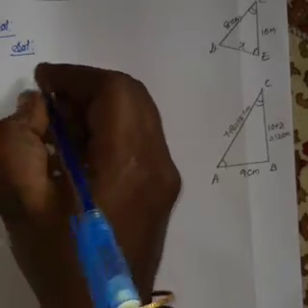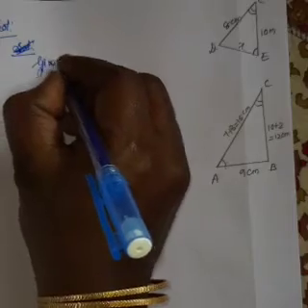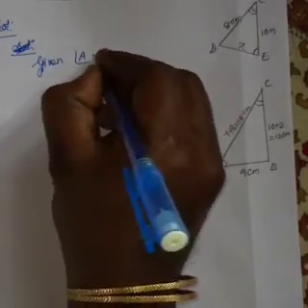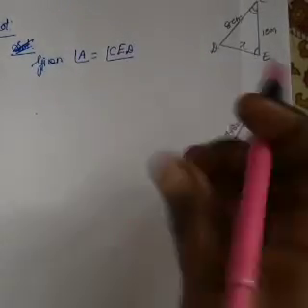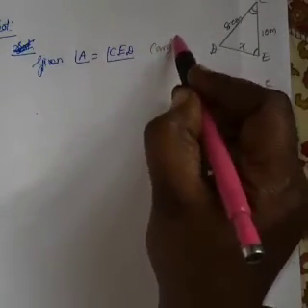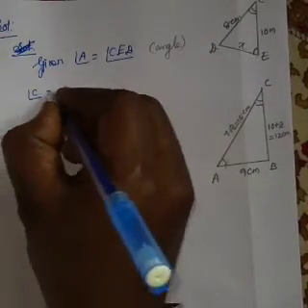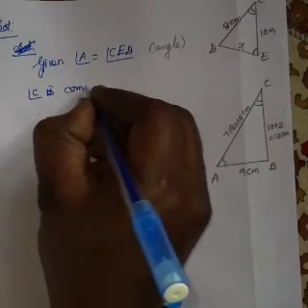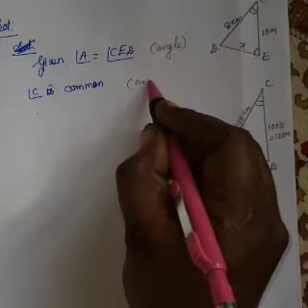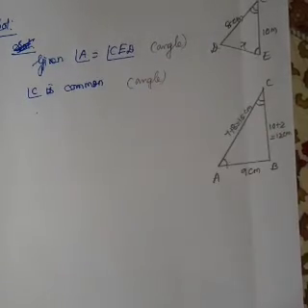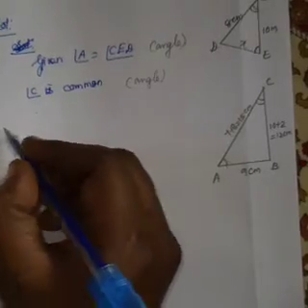Given angle A equal to angle CED. This is one of the angles. Then the second one is angle C is common. Angle C is common. It is the common angle. This is another, second angle. So two angles are there. These two angles are equal. So we can use the AA criteria.